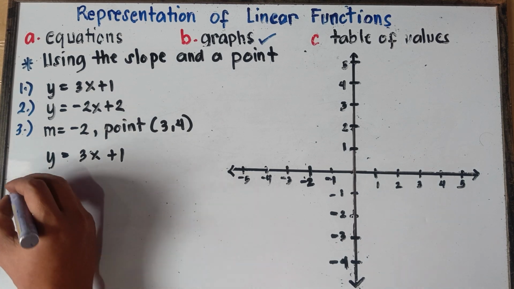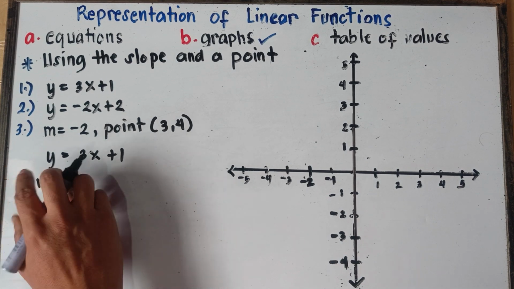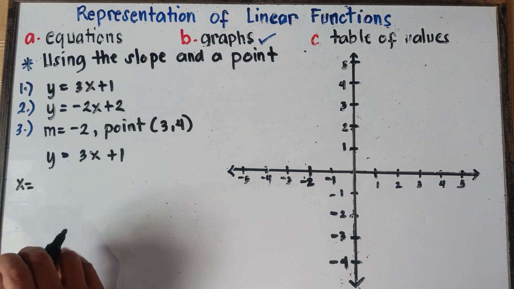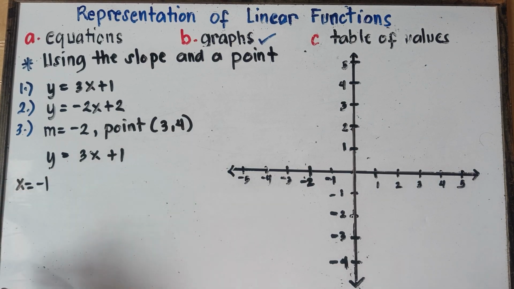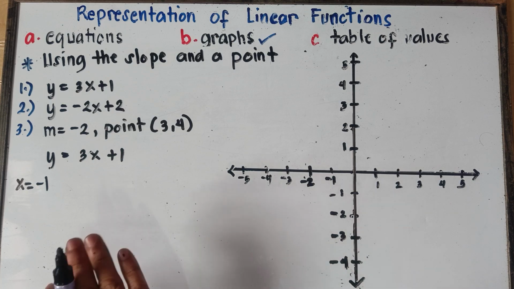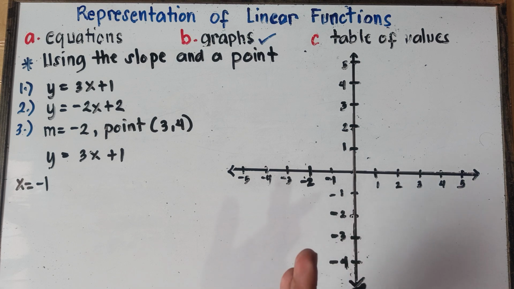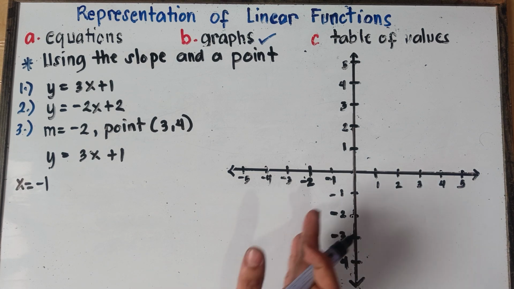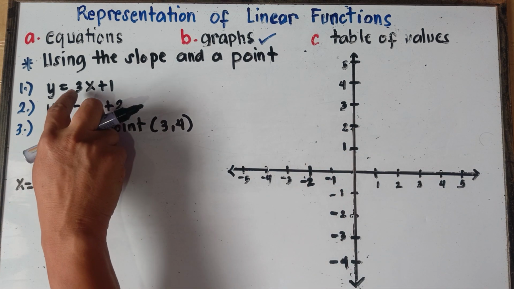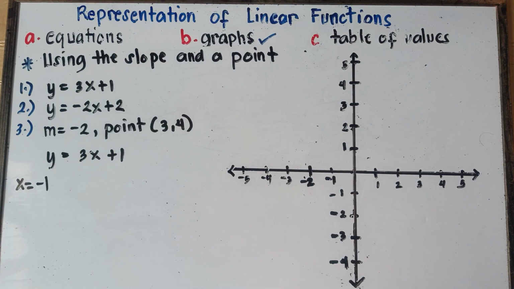So let's say x is equal to negative 1. Once again, class, you can choose any number. You can choose 0, positive 1, positive 2, negative 1, negative 2. It doesn't matter, class. I'm sure you will have the same answer with regards to your graph. Your point will pass on the given graph because your slope is constant. That would be positive 3.